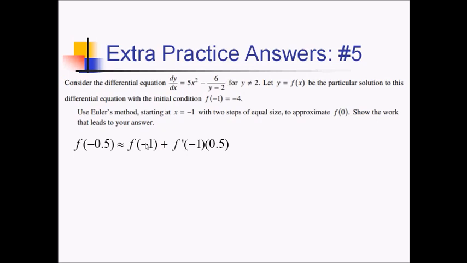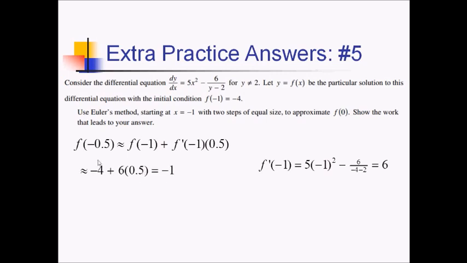Now f of negative 1 they told us was exactly negative 4. For f prime of negative 1, I've got to plug negative 1 and the y value that goes with it, negative 4, into my differential equation. So this is going to be 5 times negative 1 squared minus 6 over negative 4 minus 2. This is going to be 5, and then this all comes out to positive 1 when the dust settles. So 5 plus 1 comes out to 6. So we've got negative 4 plus 6 times 0.5. So that's going to be negative 4 plus 3, which is negative 1.